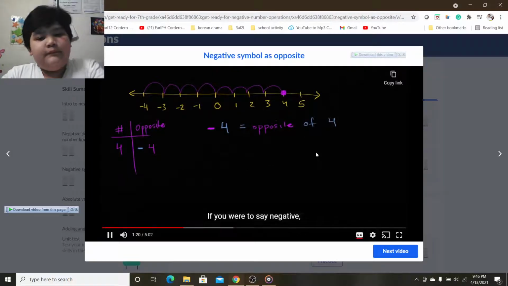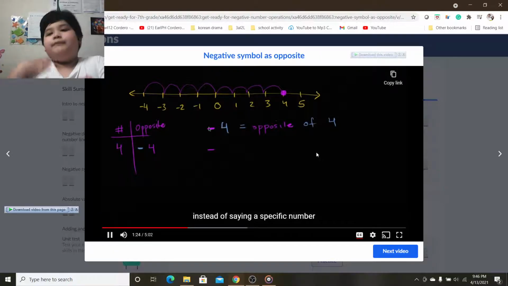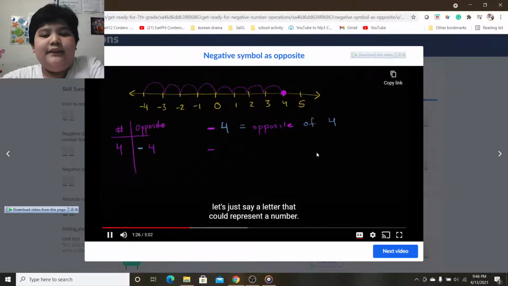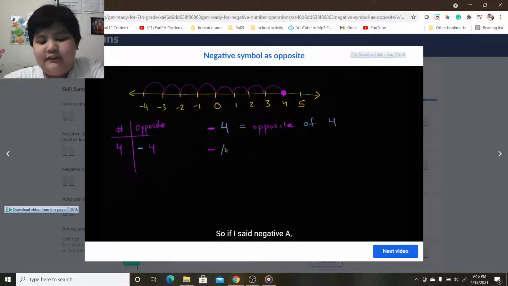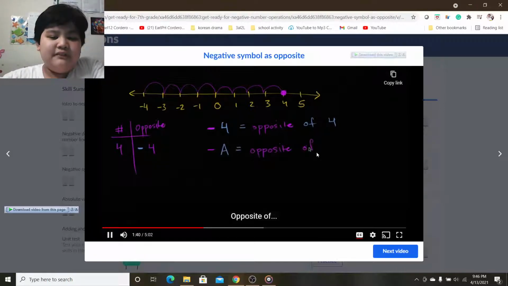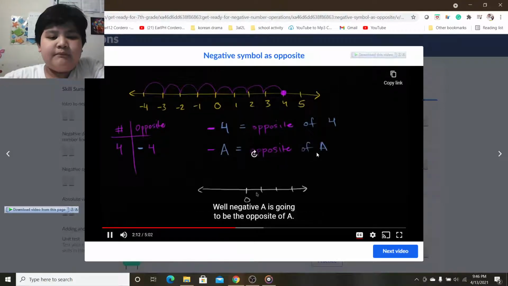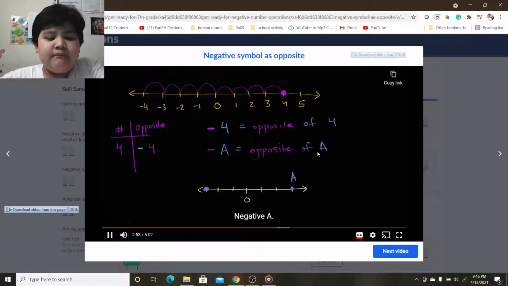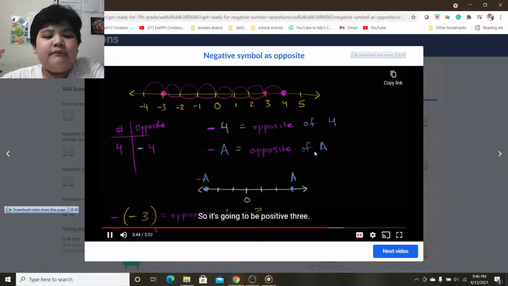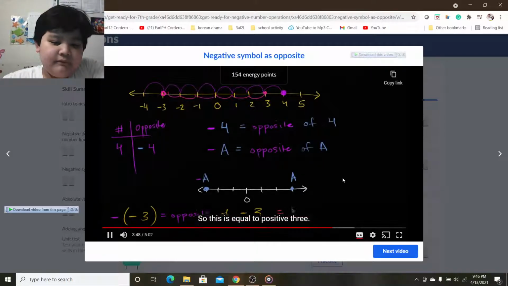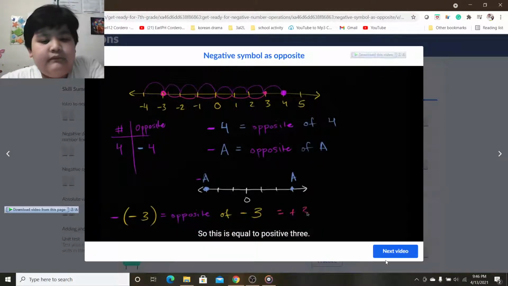If you were to say negative, instead of saying a specific number, let's just say a letter that could represent a number. If I said negative a, it's the opposite of a, and a could be any number. Say a is negative 3, and so negative a is equal to positive 3.